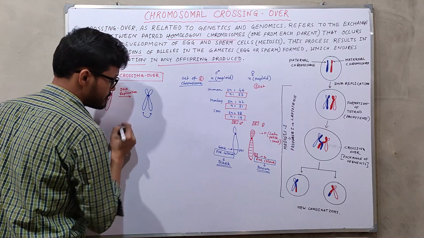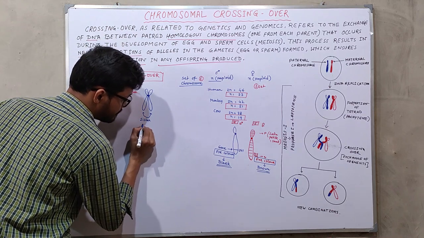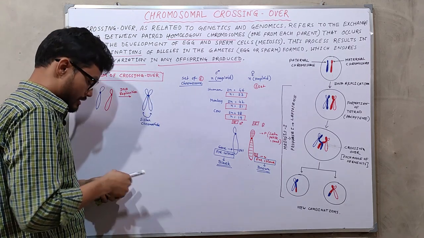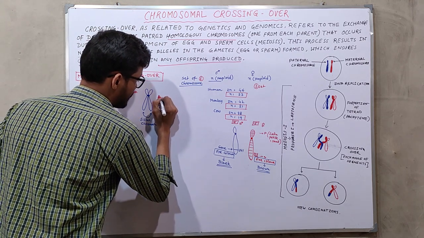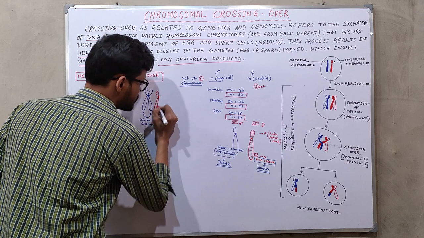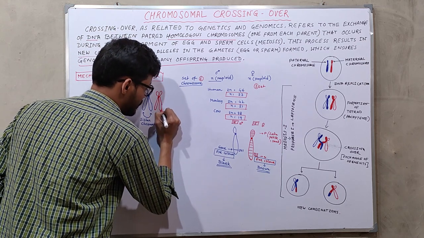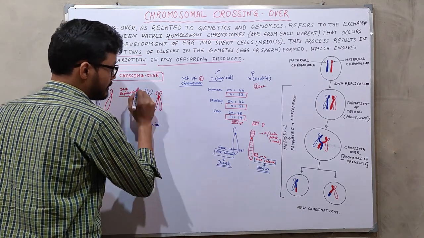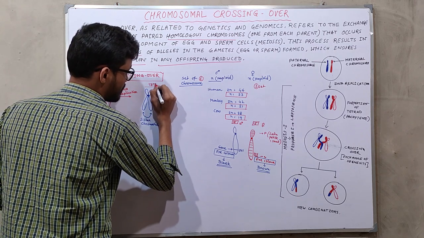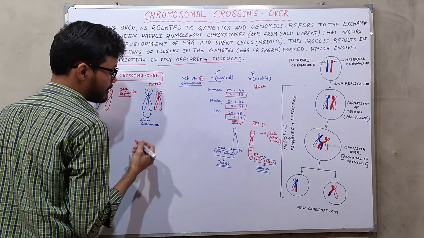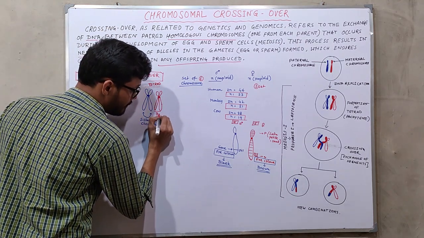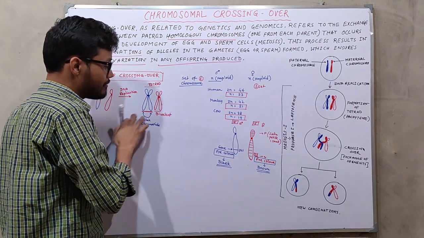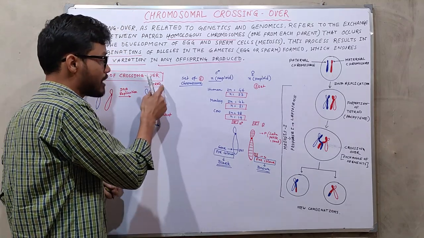So these two chromatids are known as sister chromatids, because all the genes are the same in both of them. And this maternal chromosome also duplicated and produces its identical copy. Whenever this stage happens, it is known as a tetrad, because there are two bivalents. This is one bivalent and this is the other bivalent. Whenever these two bivalents come close together, they form a tetrad structure.